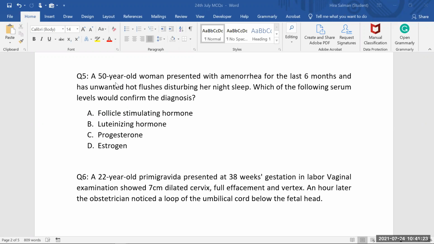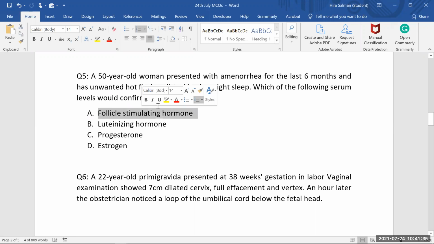So if you do the FSH level and the FSH levels are quite high, think about menopause. So here also what we will do, we'll go for follicular stimulating hormone testing. Once you do this testing, if FSH is very high compared to normal, then you can say it's a case of menopause.